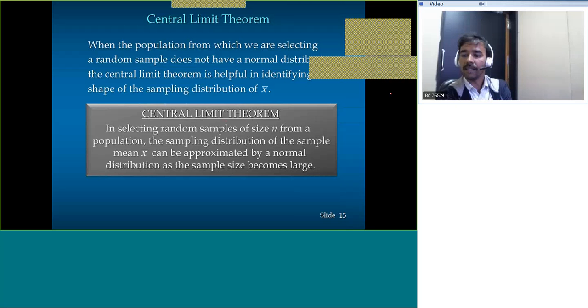Whereas central limit theorem says that if the population is following any distribution and the sample size is large, then sampling distribution of x bar follows normal distribution. So this is a very interesting observation you should remember. Any queries on these two slides?